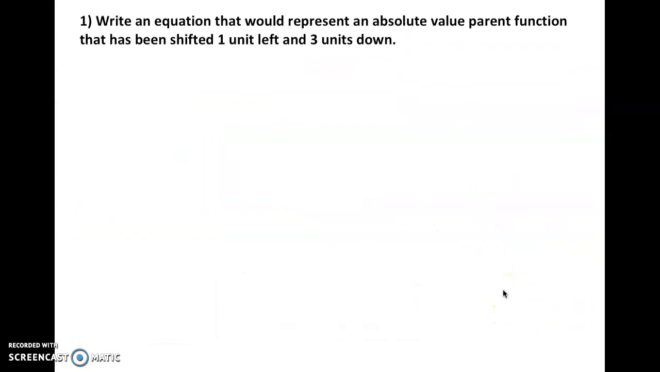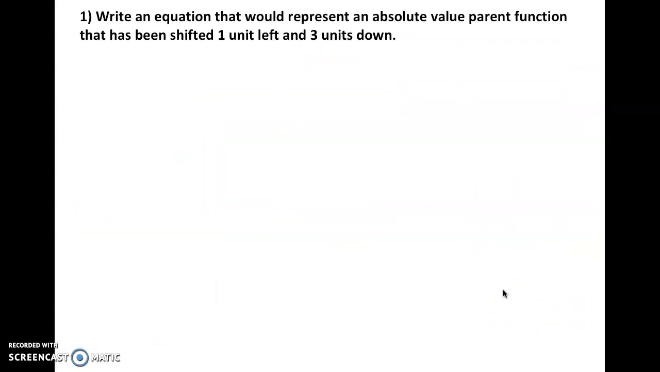So now let's look at some examples. Question 1. Write an equation that would represent an absolute value parent function that has been shifted 1 unit left and 3 units down. So first let's look at the general formula. f of x equals a, absolute value of x minus h, absolute value symbol, plus k. We don't care about a in this case. They're not multiplying anything outside the absolute value. But the shifted left is going to focus on our h part.